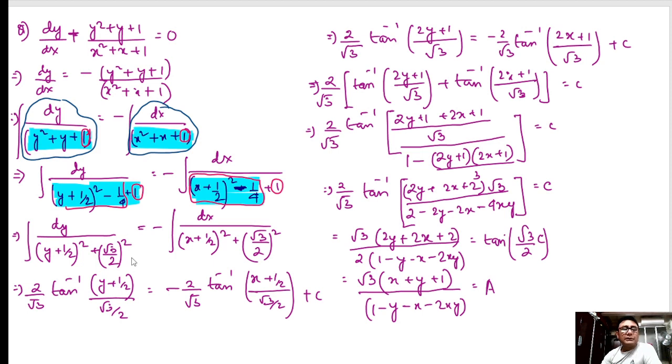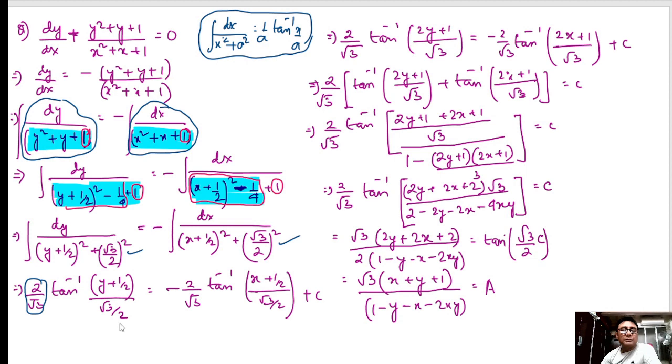And now this becomes this, and this is this. So it is looking like dx by x square plus a square, which is 1 by a tan inverse x by a. Using this concept, this formula we have used it. So this is our 1 by a tan inverse x by a. Again this side 1 by a tan inverse x by a plus c.